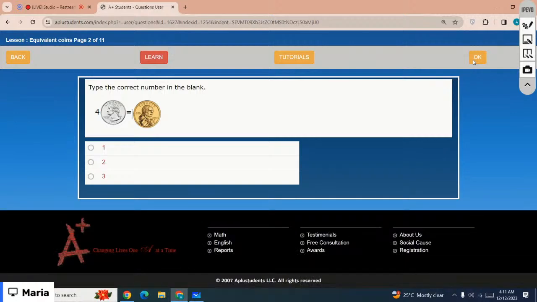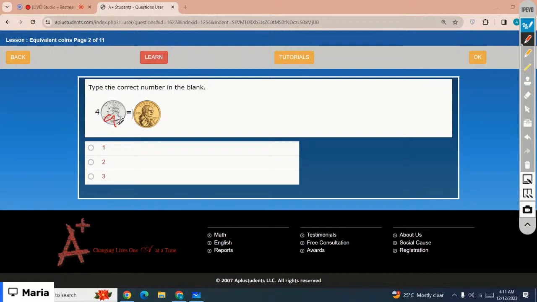Okay, the next one is type the correct number in the blank. You have 4 quarters. This one is the quarter coin. If you have the 4 quarter coins, how many dollar coins do they make? That means 4 quarters equal how many dollars? If you have 4 quarter coins together, they make $1.